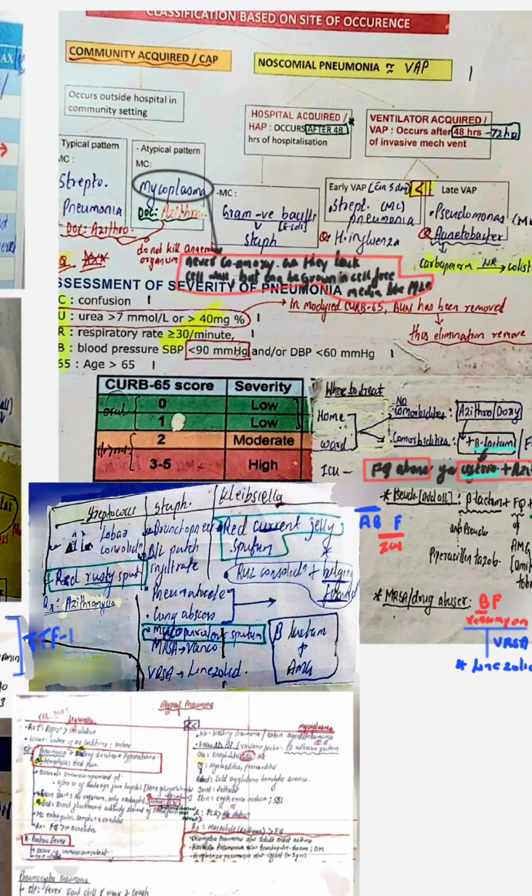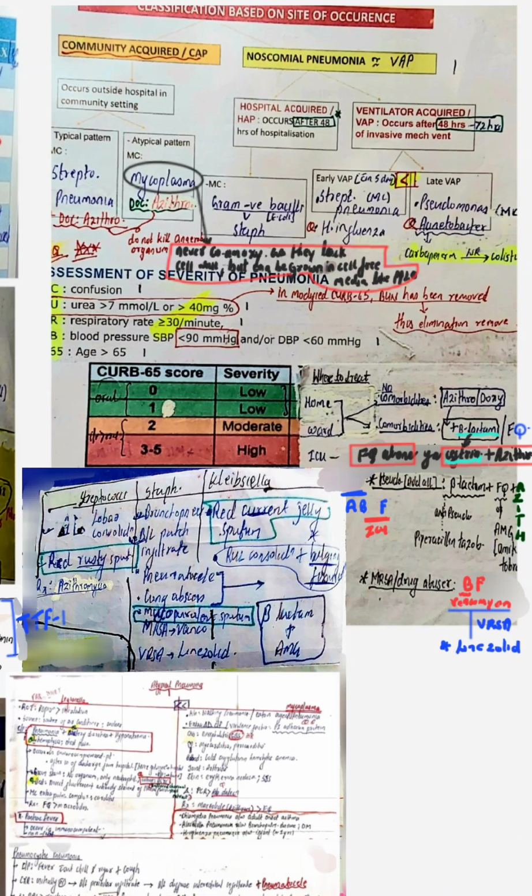Now let's talk about pneumonia. Community acquired pneumonia and nosocomial pneumonia. Community acquired pneumonia basically occurs outside the hospital in the community. It can be typical or atypical. Typical, most common cause is Streptococcus pneumonia. Atypical, Mycoplasma. The drug of choice for community acquired, typical, atypical, or other, is always azithro.